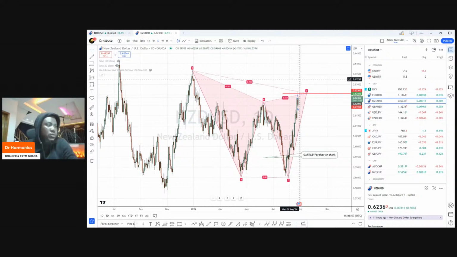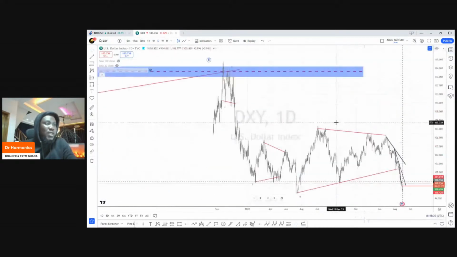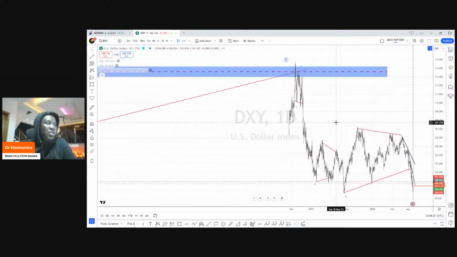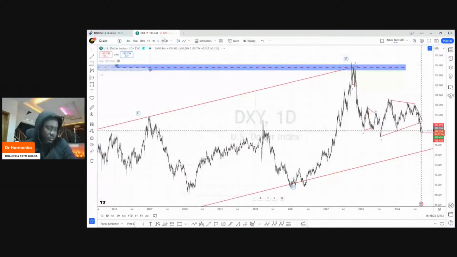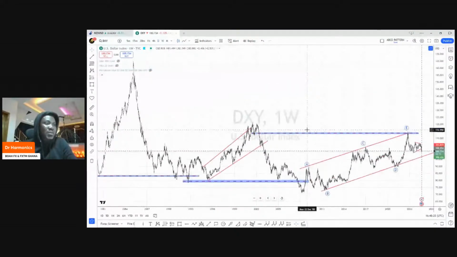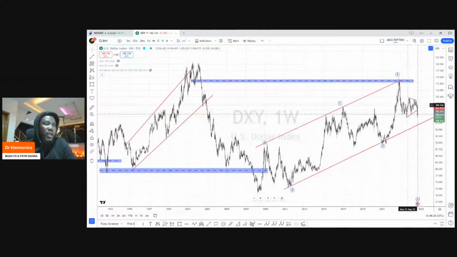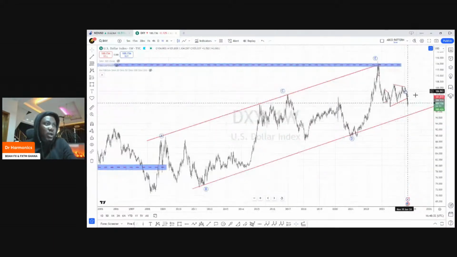So now this is NZD USD. With NZD USD, when you check the DXY, let's look at the DXY first. Now this was the DXY. Based on the long-term analysis, we expect DXY to break this correction zone over here. This was the impulsive wave. We had a 5-wave impulsive wave here, then we had a correction over here.